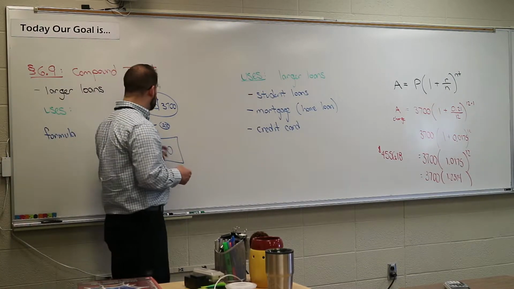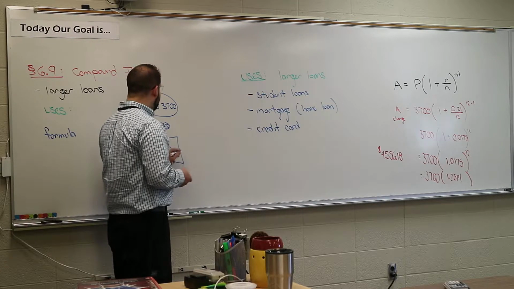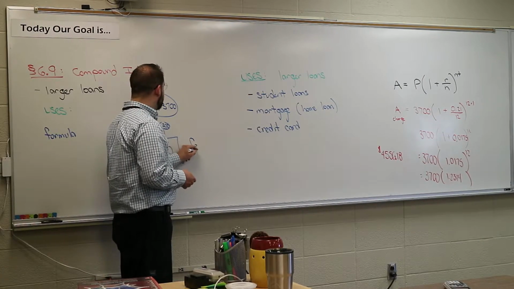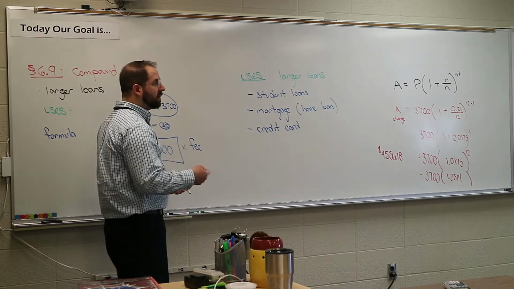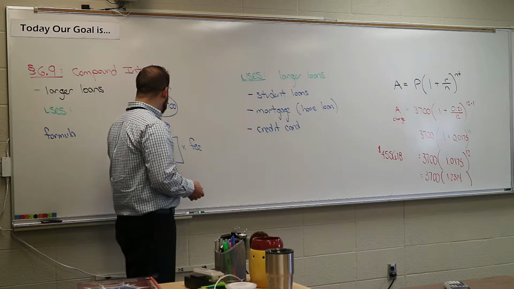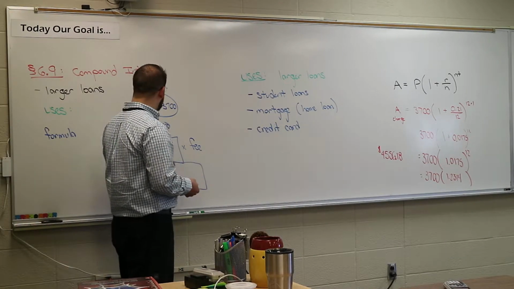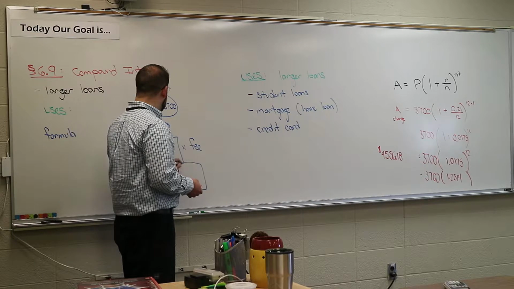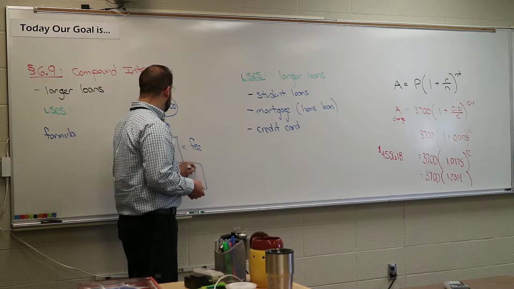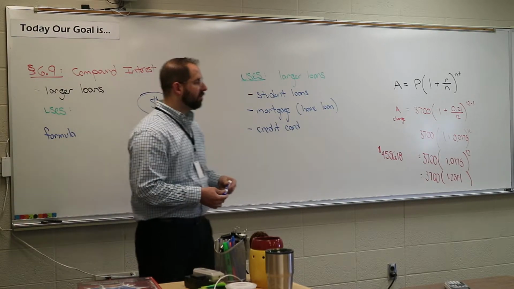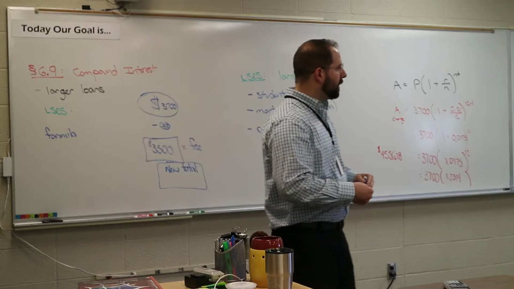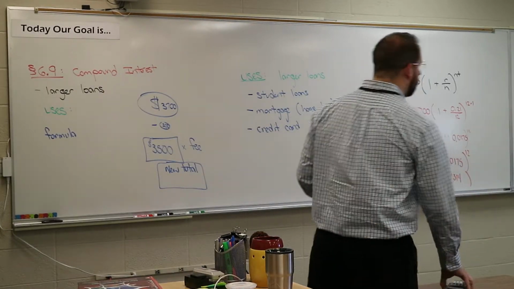What the bank does, since you didn't pay it off at the end of the month, they charge you a fee. And that's what a credit card does. It charged you a fee, and then it added the fee to your total. So there is a new total at the end of the month. It's not $3,500. It's $3,500 plus a little bit extra because you didn't pay it off. That's how a credit card works.